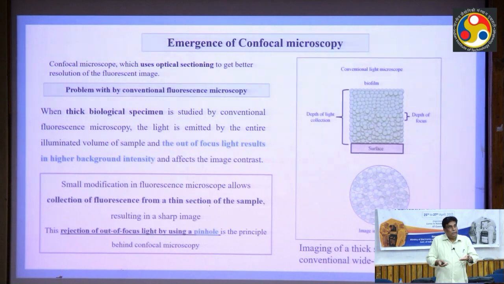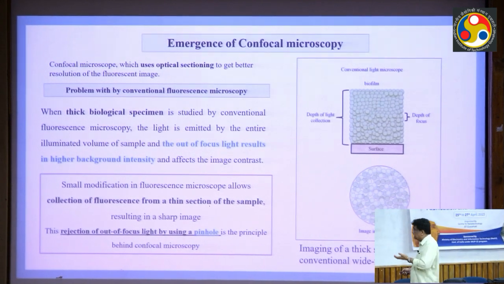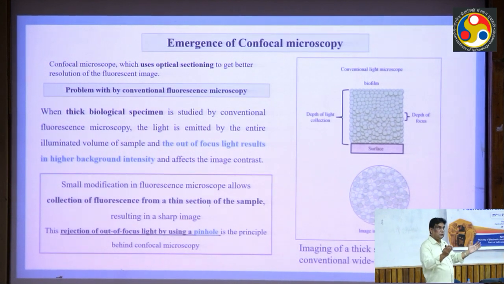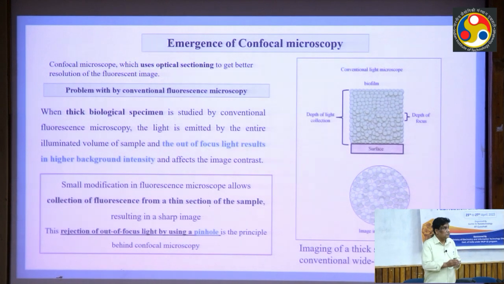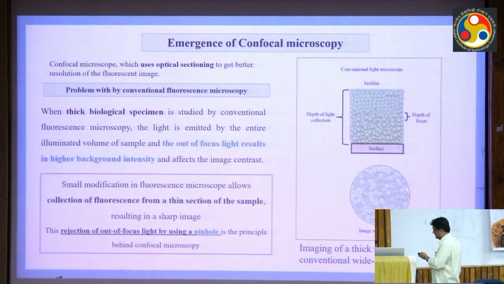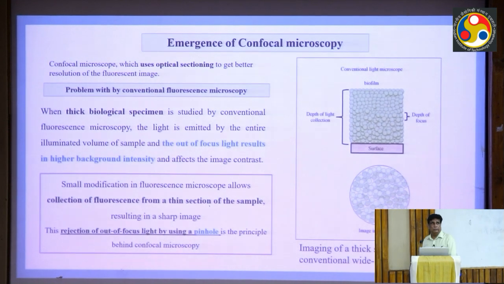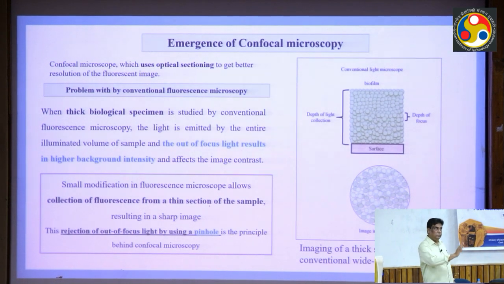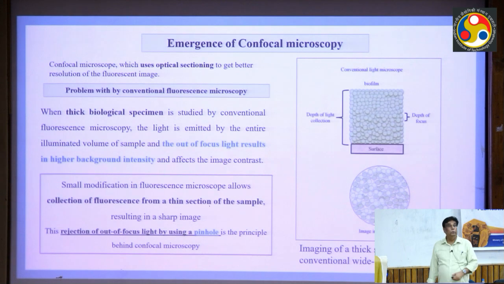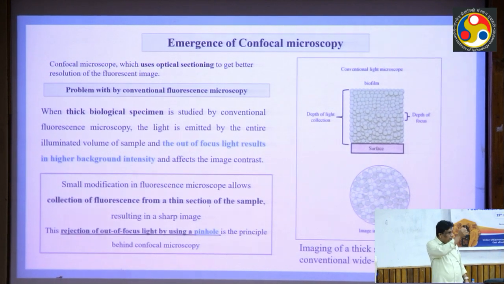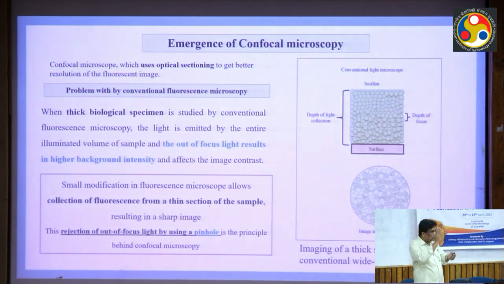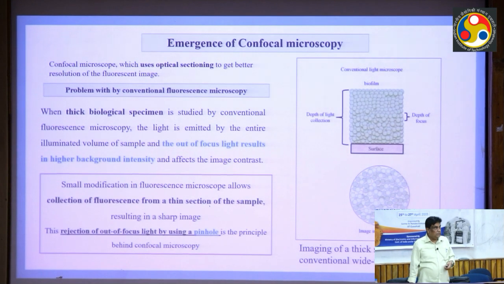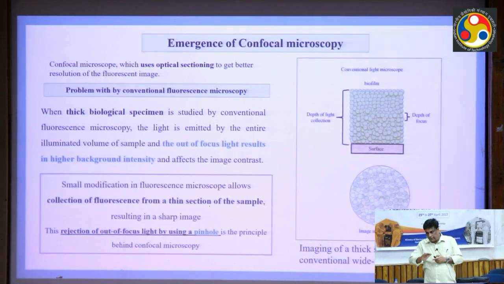If there is out of focus light, then when the fluorescence is collected as an image, you will see a blurred image or out of focus image. This is the major challenge in the fluorescence microscope. So that out of focus emitted light should be cut off, should be eliminated. And the process of doing so is to use a concept called pinhole. It's a small slit which will not allow the out of focus light to come or to be in the trajectory. Only the particular plane of light will come.